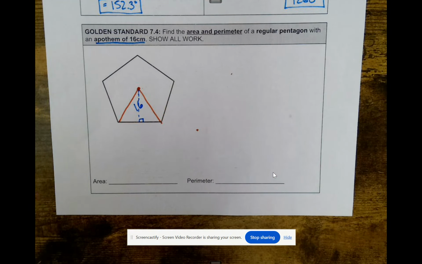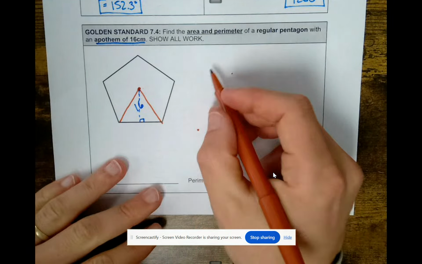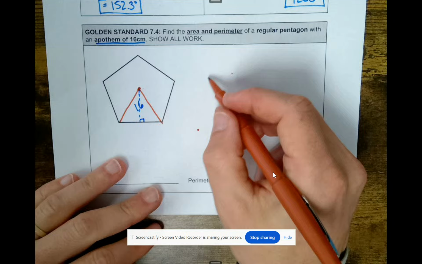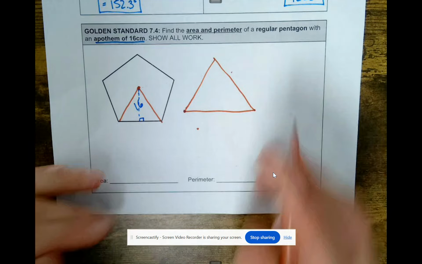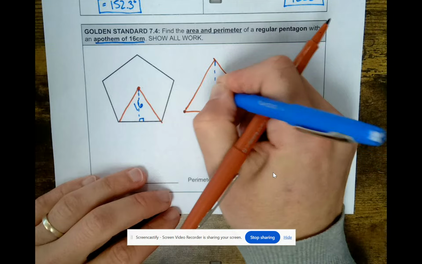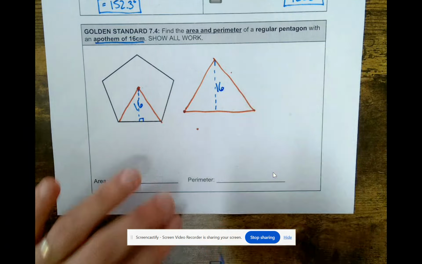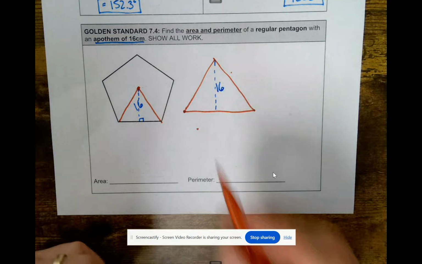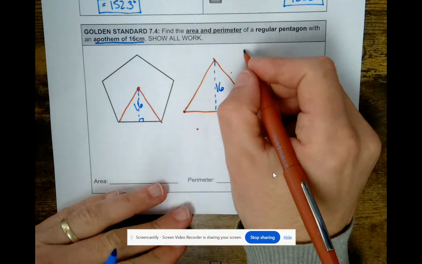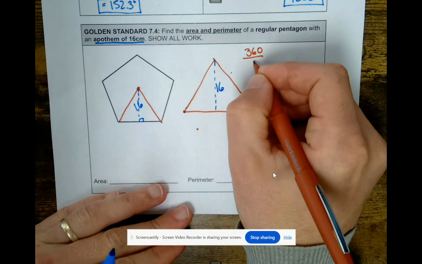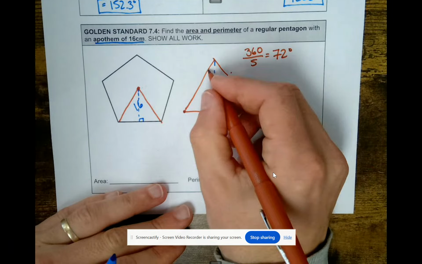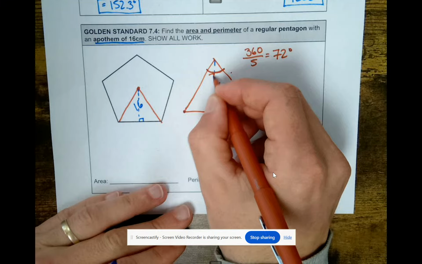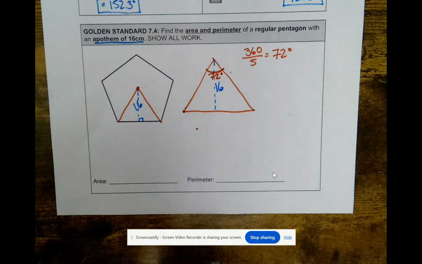Okay, let's draw this triangle separately. It's going to look like this. Now, what do we know? This distance right here is 16 centimeters. Then, what else do we know? Well, it's a pentagon, so we can find the central angle by doing 360 divided by the number of sides. So the central angle is 72 degrees. That angle is right here. So that's 72 degrees. The isosceles triangle doesn't really help us though.